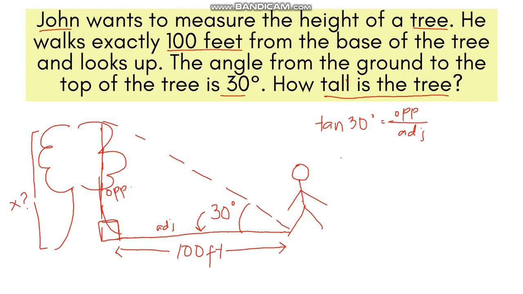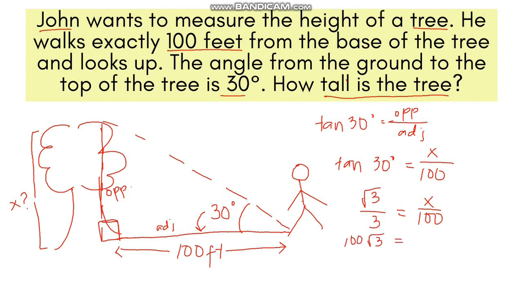So let's substitute the values here. Tangent of 30 degrees is equal to the opposite side, which we don't know, so that is x. Then the adjacent side is 100. Now, since 30 degrees is a special acute angle, we can already get the tangent of it, which is square root of 3 over 3. So, square root of 3 over 3 is equal to x over 100. Now, we just have to simplify this so that we can solve for x. So, let's just cross multiply. This is 100 square root of 3 equal to 3x.